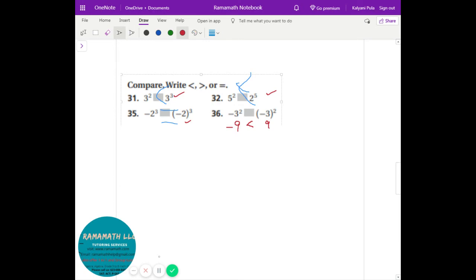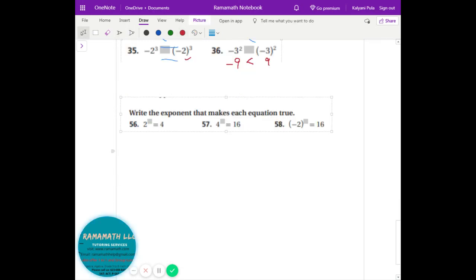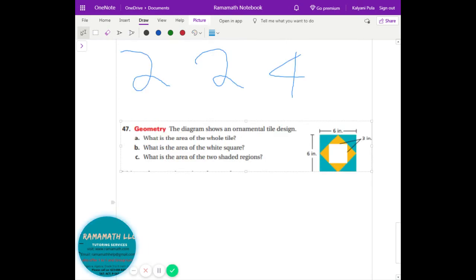Okay, good. All right, next one, you need to complete the exponents. Which exponent will make this statement true? Let's work on this. Now, in this question, we're applying the exponents to a geometry question. In the diagram given to you, the outer lengths are 6 inches. Inside the square is 3 inches. So what's the area of the whole tile? And what's the area of the white square? What's the area of the 2 shaded regions? So let's try to work on that.